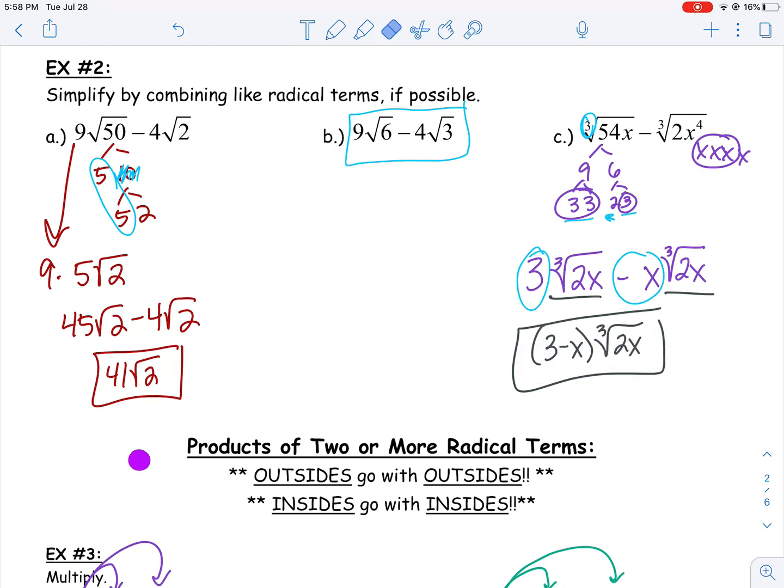My coefficient is really 3 minus x, and it's all connected to that not square root, but cube root of 2x. So it's important that you put parentheses. This would not be the correct answer because to me this looks like it's only attached to the x and not the 3. So it's important that you put that coefficient in parentheses so that the whole thing represents the coefficient that's being multiplied by that cube root of 2x.